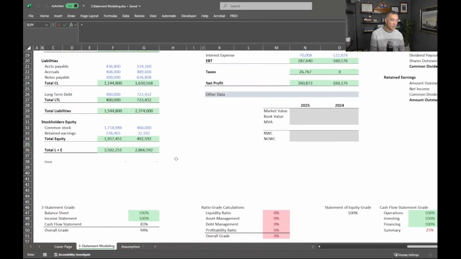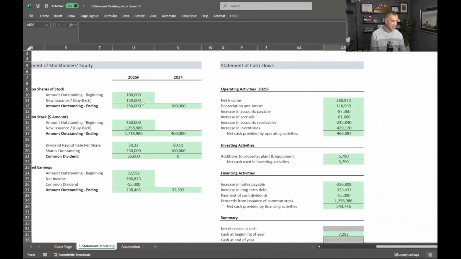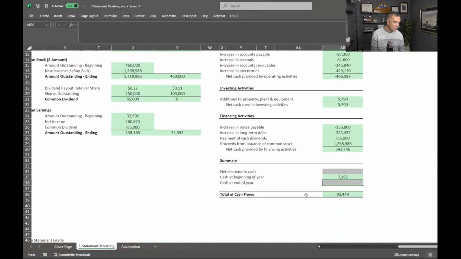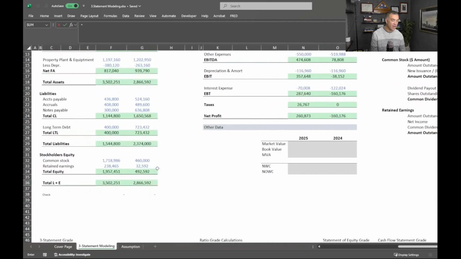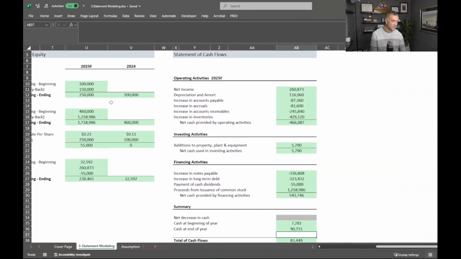So I'm going to go to the balance sheet, and we brought in 7,282,000. You see how it went to 90,000 there. So all I'm doing is adding that. And then it wants to know what is the cash at the end of the year. Well, that's just going to be our 2025. That's the 90,000. It's already solved for us.